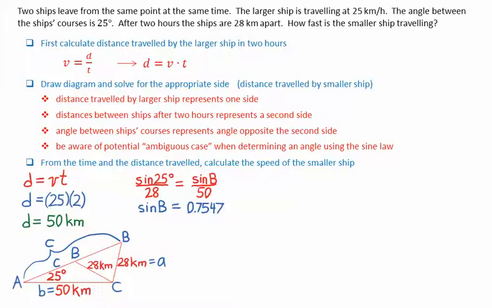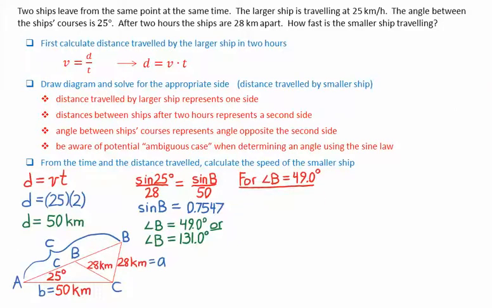Here we get sine B equals 0.7547, which gives angle B equals 49.0 degrees. And again, we also take this 49.0 degrees and subtract it from 180 degrees. This gives another possibility for angle B of 131.0 degrees.